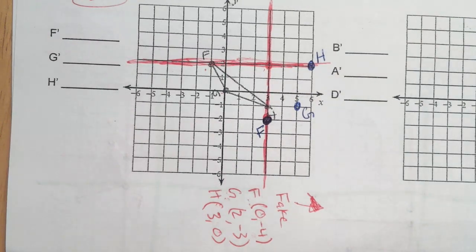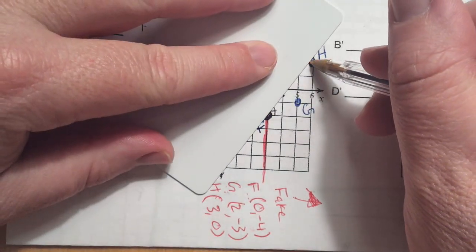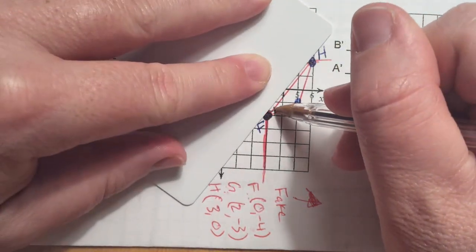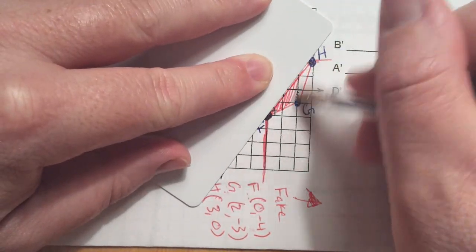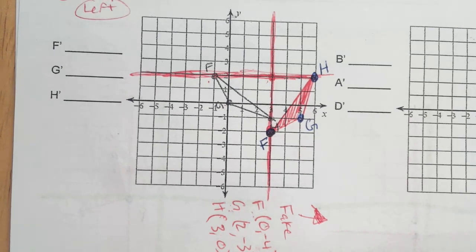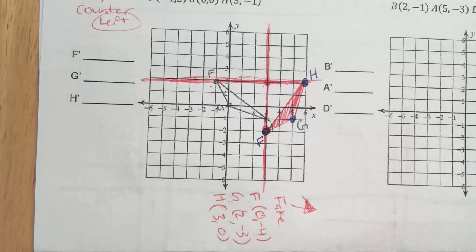All right, so I'm going to use my straight edge, connect the dots, and highlight that, and shade it in. Okay, so those would be my new coordinates. All right, so now what do you think you do next? What do you think you do next?